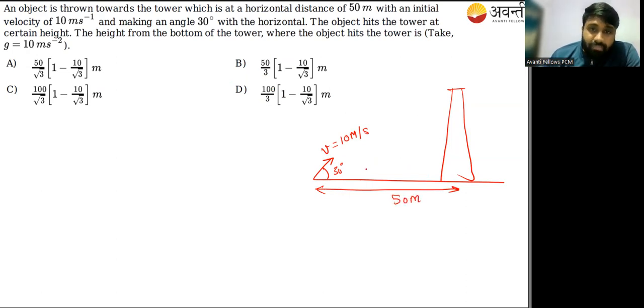Okay. So let's say we can consider that at height h, this will strike the tower. One piece of information given in this question is that when it is hitting this tower at height h, it has covered a 50-meter distance.